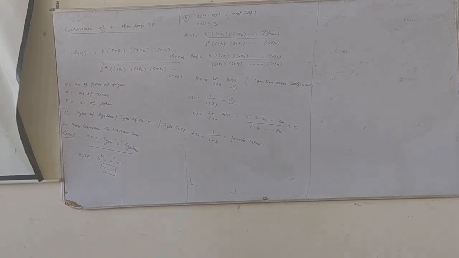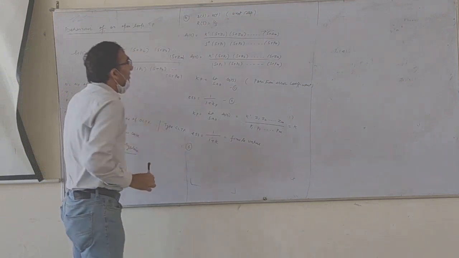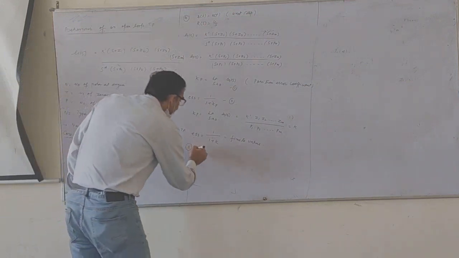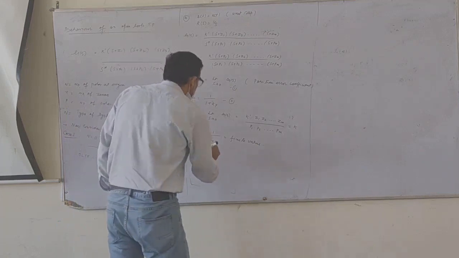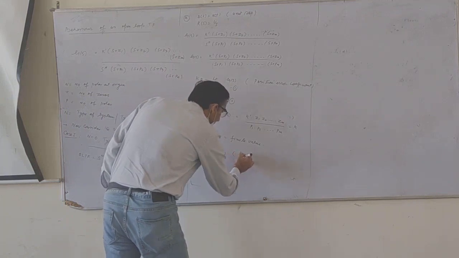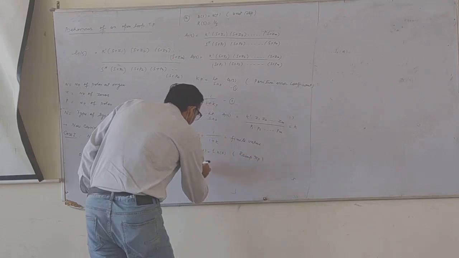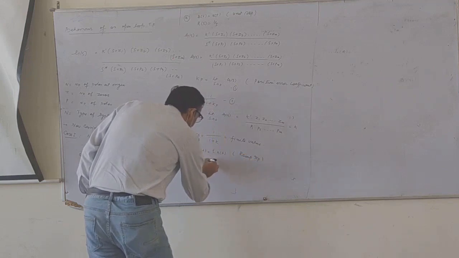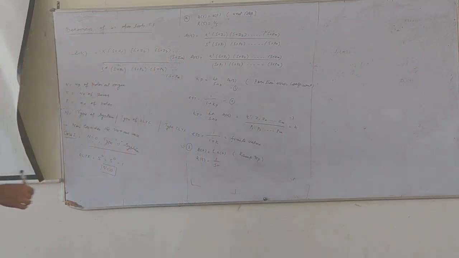Okay, let's move further. Part B. Now let me change the input. R(t) is t u(t), that you already know. That's a ramp input, also called velocity input. And if I take the Laplace transform of this, it is 1 by s square.